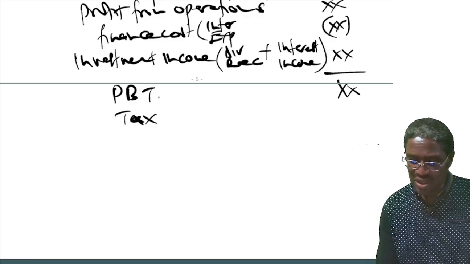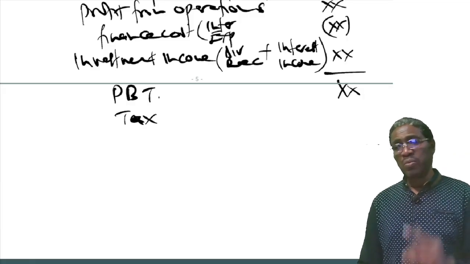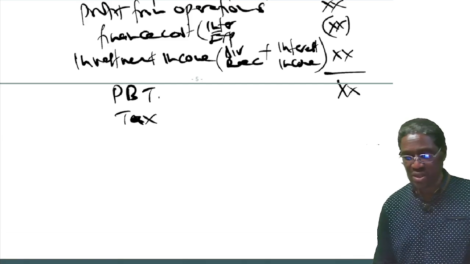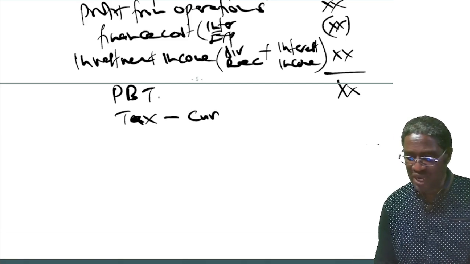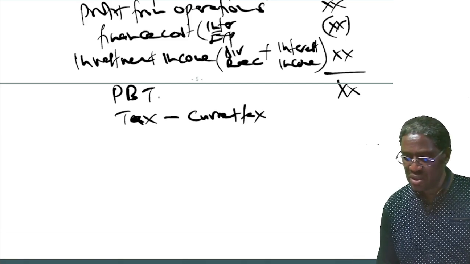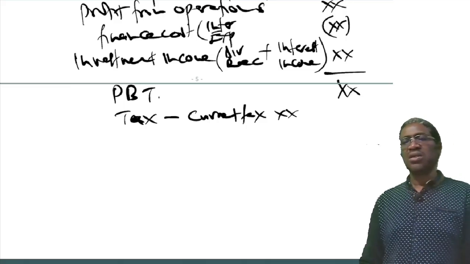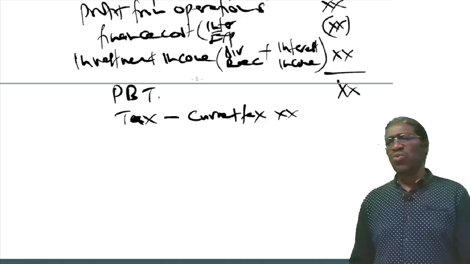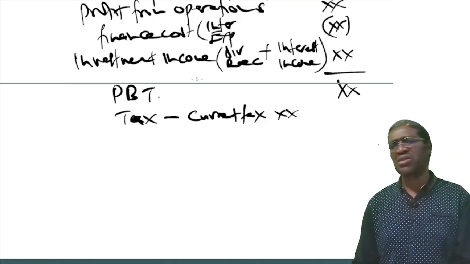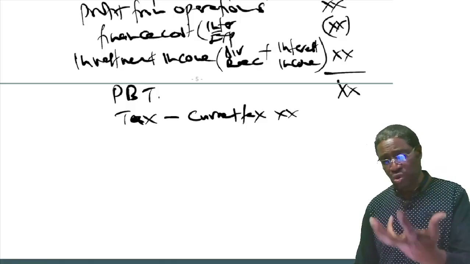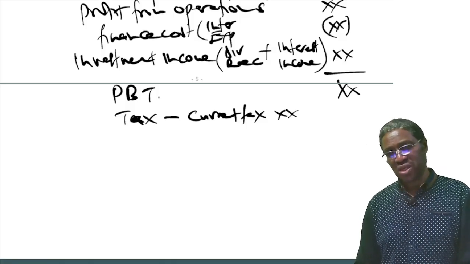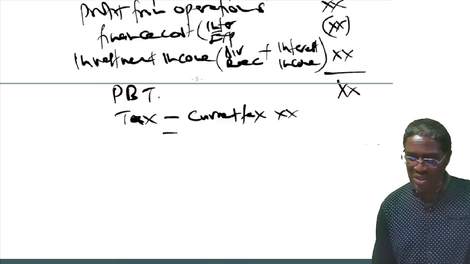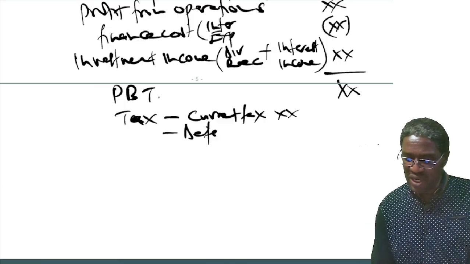Come to tax. Now listen, for some companies, there are various forms of taxes. One of them is what you could call the current tax. In financial reporting, in financial accounting, some questions would call it corporation tax, whatever it is. But we also call it current tax. That's one form of taxation. The other form of tax is what we call deferred tax.